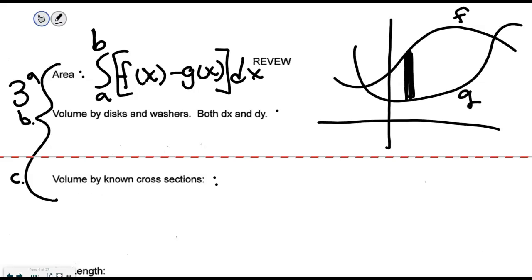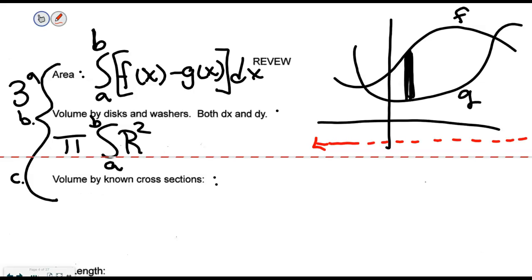Volume by discs and washers. Pi times the integral from A to B, big R squared. Let's make 100% sure you know where big R squared is. So I'm going to go down here, and I'm going to call it y equals -2. Big R is always axis to what? Outer edge. Whether you end up having to go up or down, it's axis to outer edge.